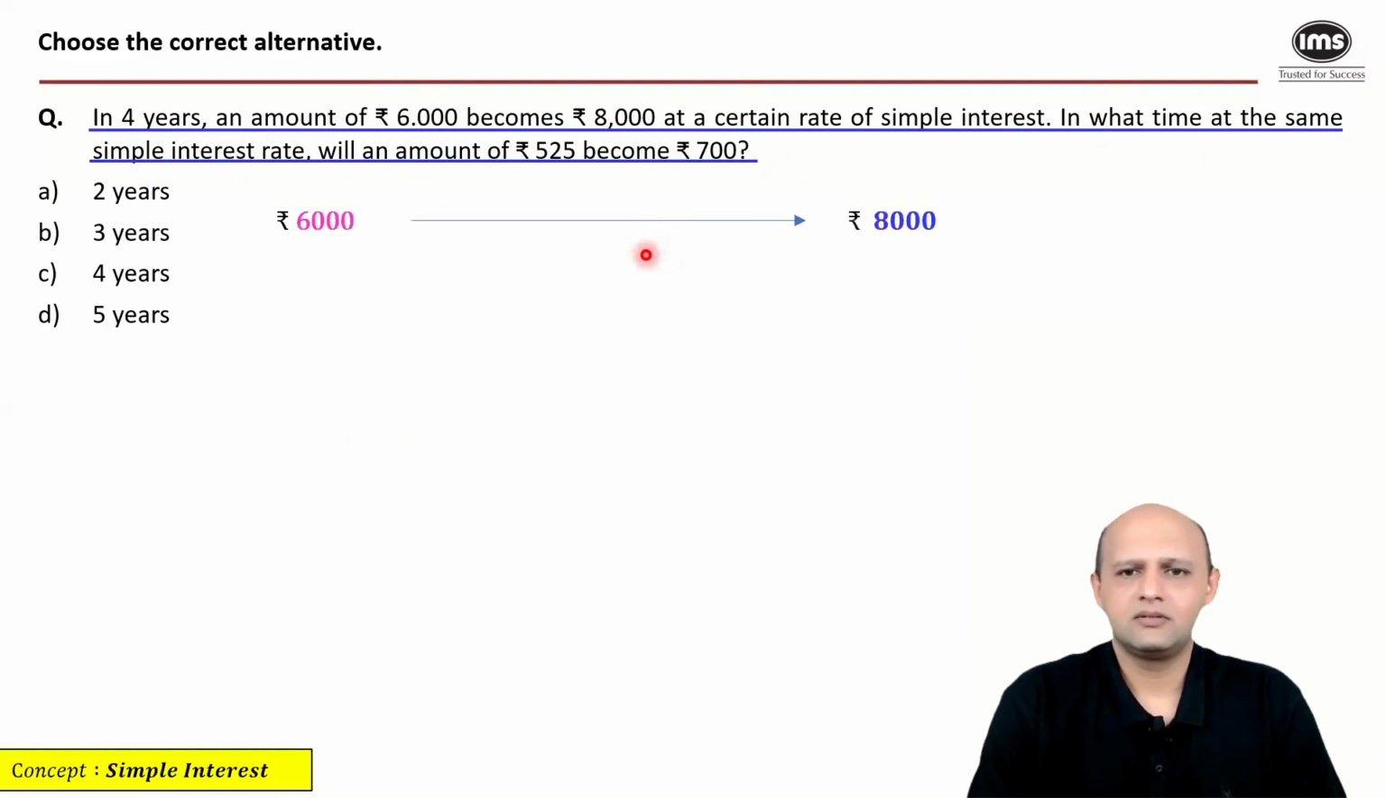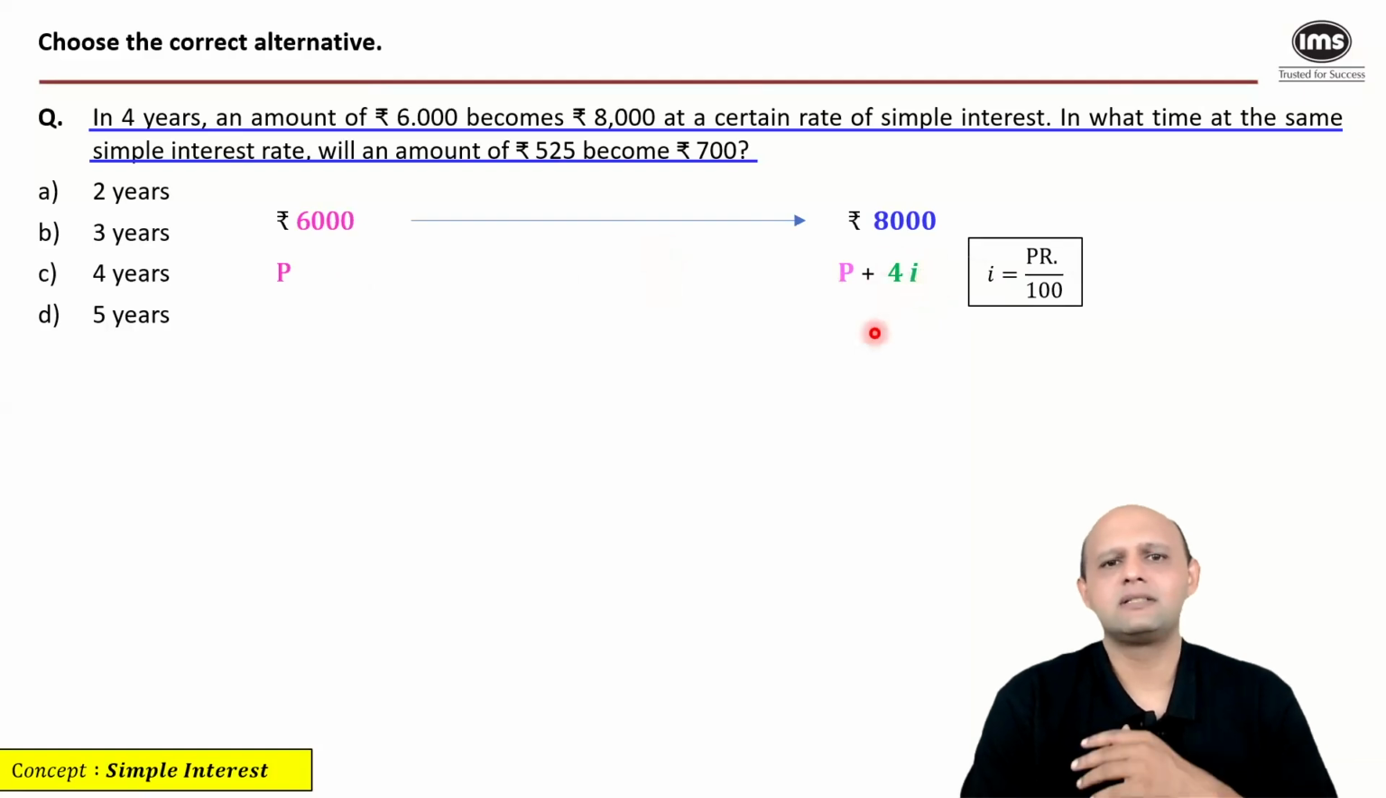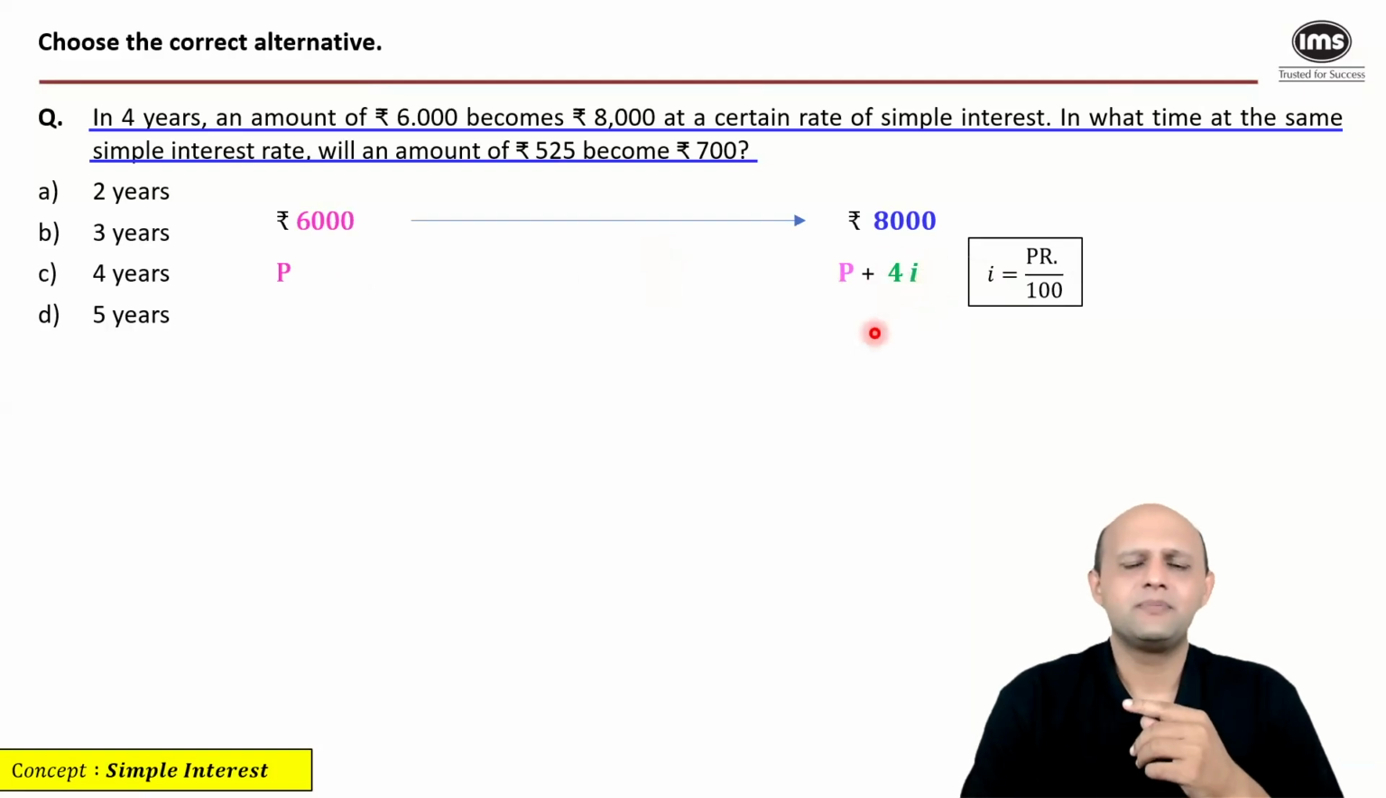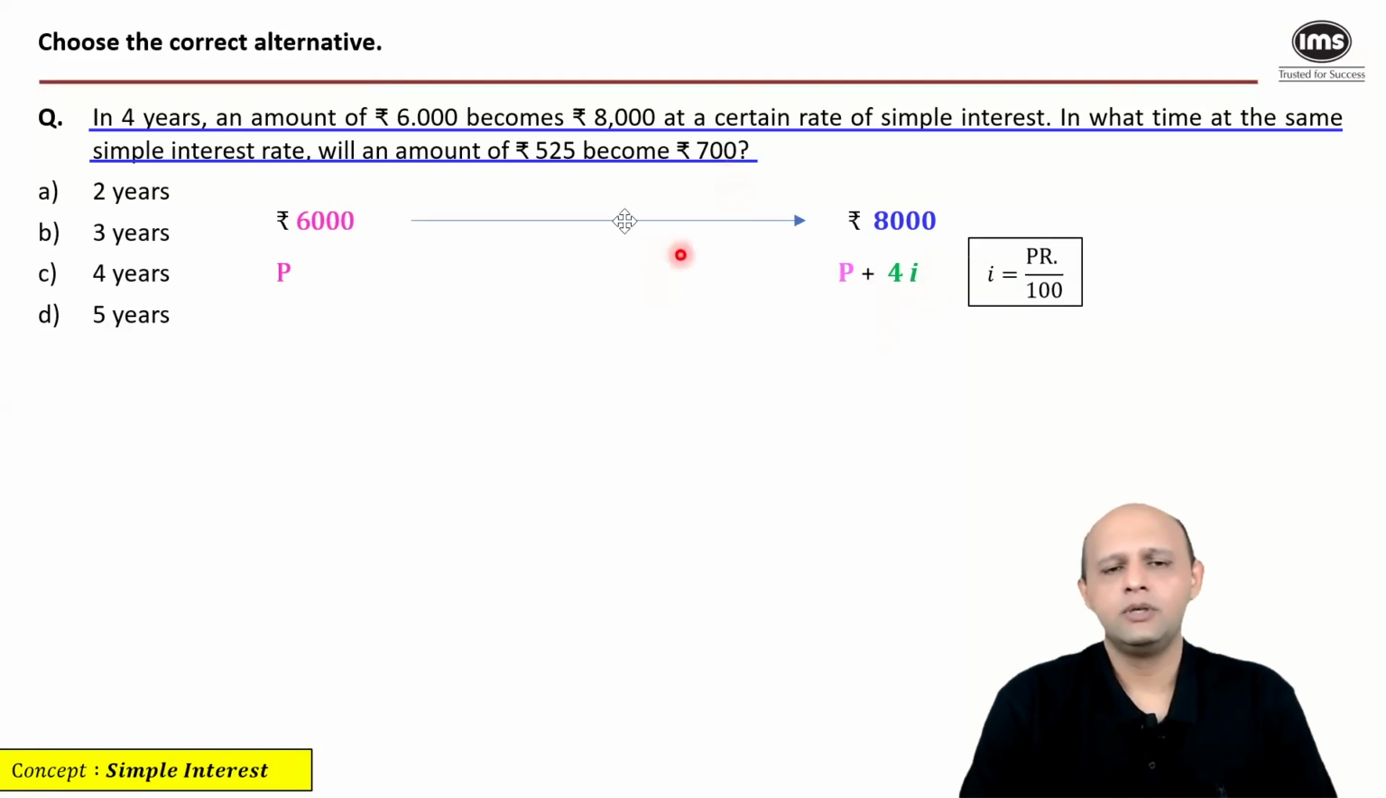6,000 becoming 8,000 would mean the principal becomes P plus 4 times the interest, where I is the interest for 1 year. So what is the first step that you need to do if you solve this traditionally? The first step is calculating the rate of interest in percentage, substituting that in this setup, 525 to 700, and therefore calculating the time period. Okay, so that is traditionally how you would go about solving the question, which is what we are going to do here first. So the interest for 4 years is 2,000.